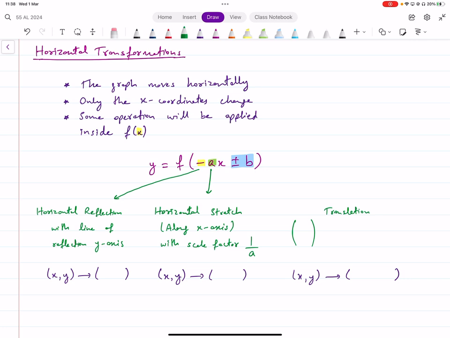And then you have horizontal translation. And that will look like this, minus plus b, 0.